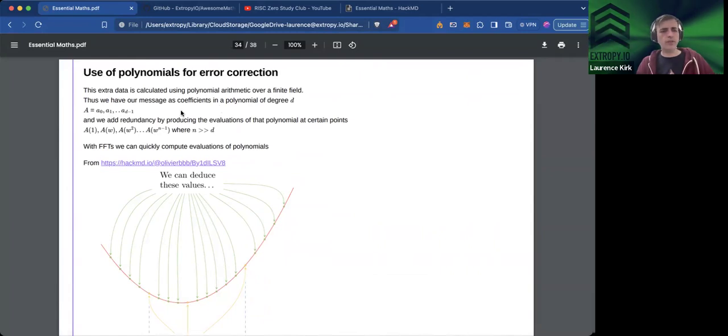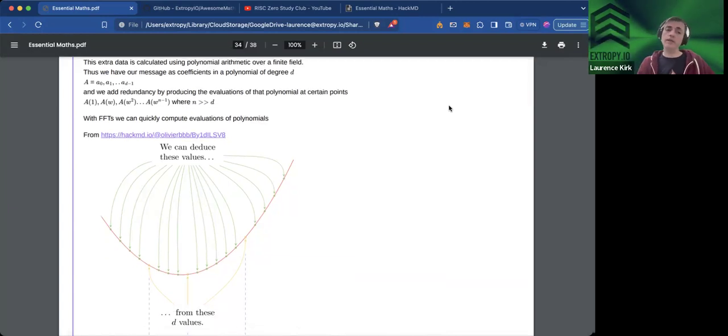Once you have that as your message, then you can evaluate that at certain points. And if you evaluate that at a lot of points, that's going to give you extra redundancy in your message. Given those points, because we know how to do interpolation, we can recover the original polynomial. And if we have extra points, extra redundancy, this means that even if some of those points are incorrect, we should be able to reconstruct our original polynomial. And once we have that polynomial, that gives us the coefficients, and those coefficients are our original message.